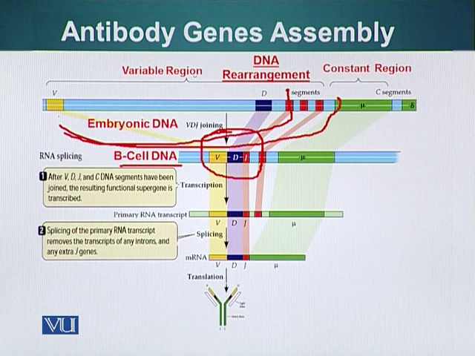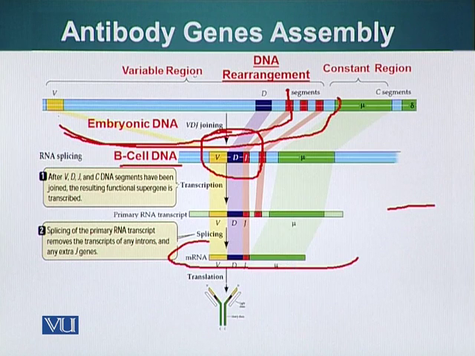Once this has happened, a primary transcription will take place and we'll make the primary RNA transcript. This is a primary RNA transcript because it still contains introns. These introns have to be removed. As you know, we have talked about RNA splicing. These introns are removed. We have mature messenger RNA, which will move to the cytoplasm. It will be translated into a protein.